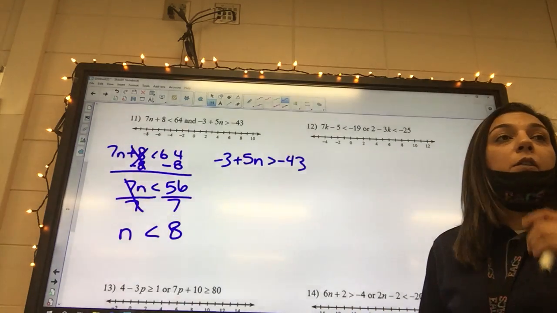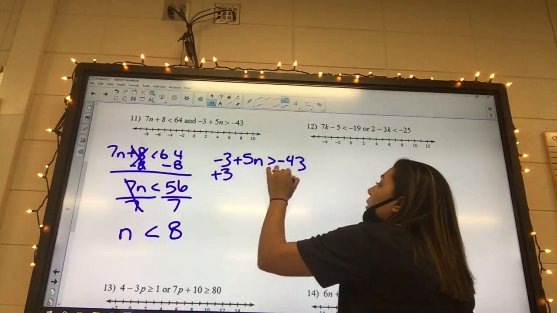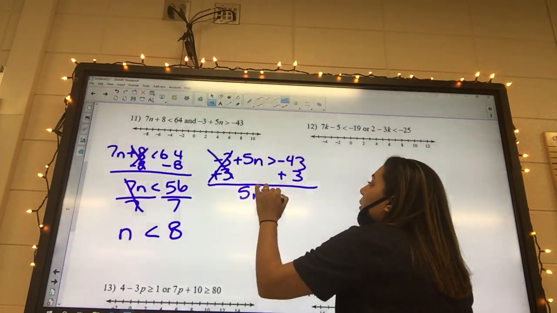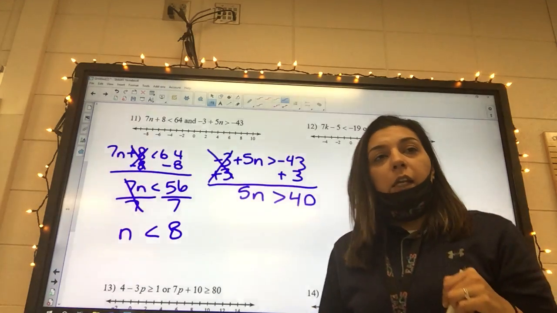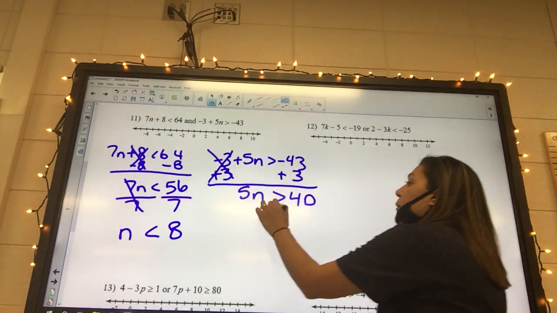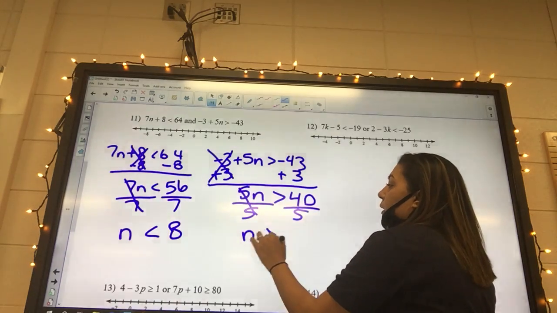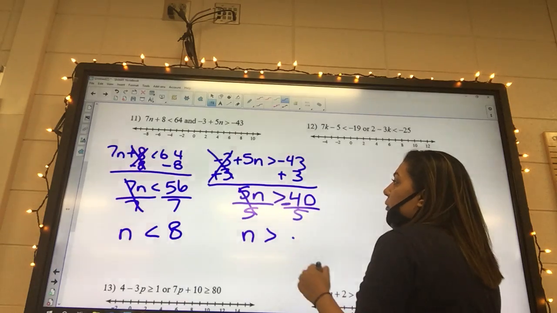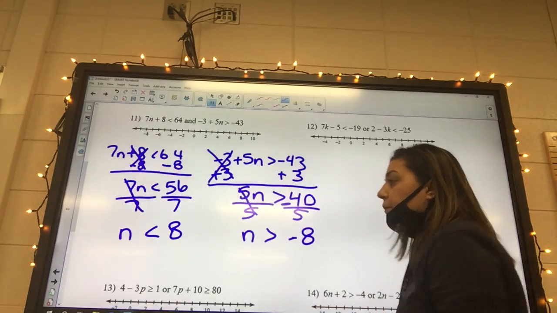Okay, who do we move first? The 3. So it's a plus 3, plus 3. 5n is greater than 40. And our last step is going to be to divide by 5. And it's greater than... Oh, this should be a negative 40. My bad. So it's going to be negative 8.